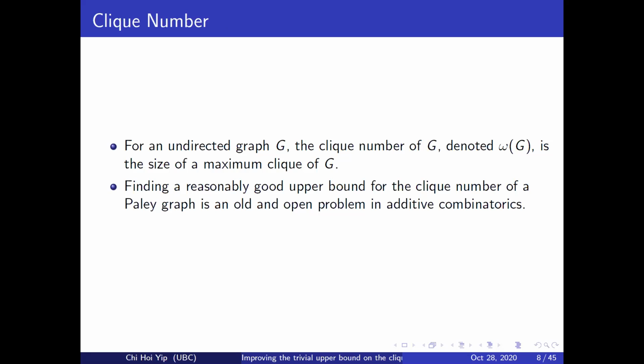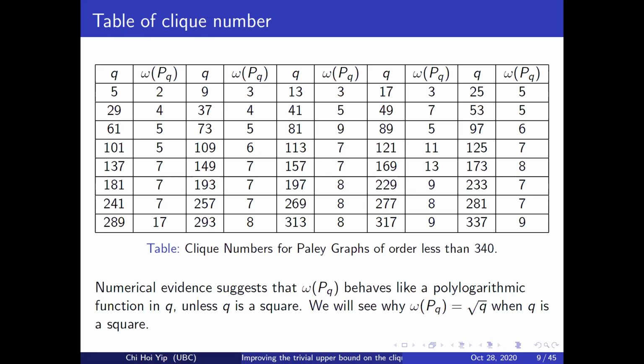Finding a reasonably good upper bound for the clique number of a Paley graph is an old and open problem in additive combinatorics. So that's why we are interested in finding and improving upper bounds on Paley graphs. This is a table of clique numbers for Paley graphs of order less than 340. This numerical evidence suggests that omega(P_q) behaves like a polylog function in q, unless q is a square.